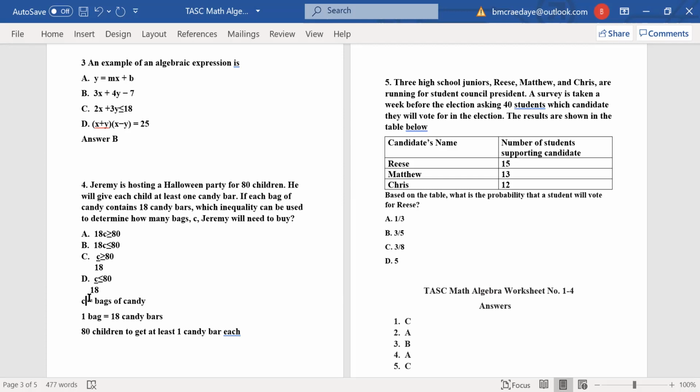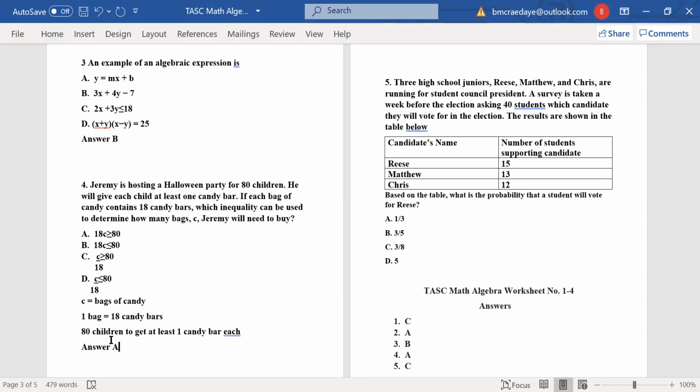A is the answer. Why did you change, Maureen? Maureen looked at it and said, no, D. No, remember I said 80 children get at least one candy bar each, right? That means you need at least 80 bars. And if there are 18 in a bag, you've got to ask, how many bags do I need to get 80? So 18 times the number of bags has to be greater than or equal to 80 so that each child gets a candy bar, right?